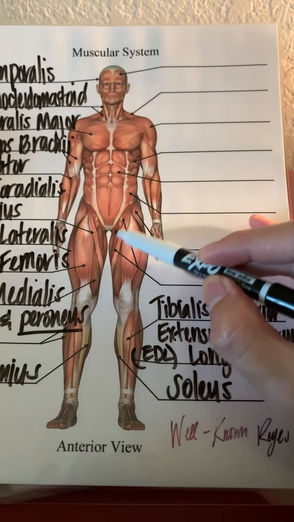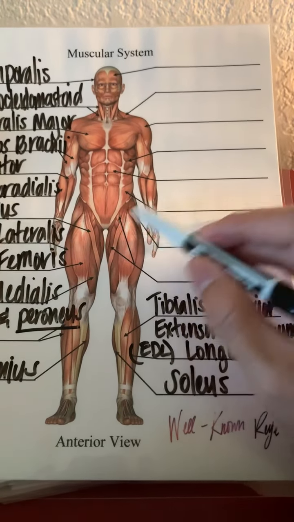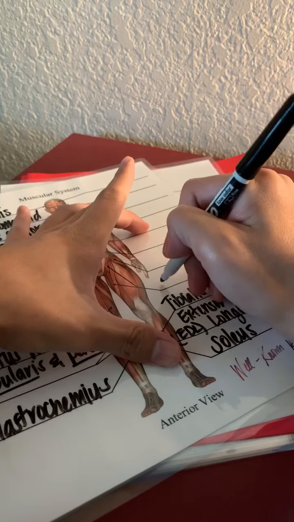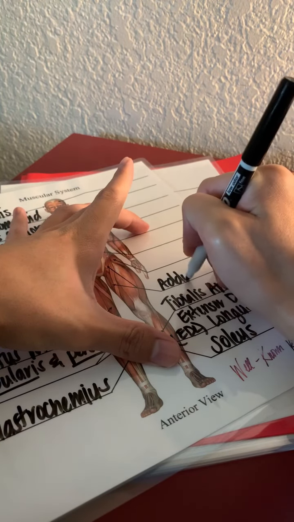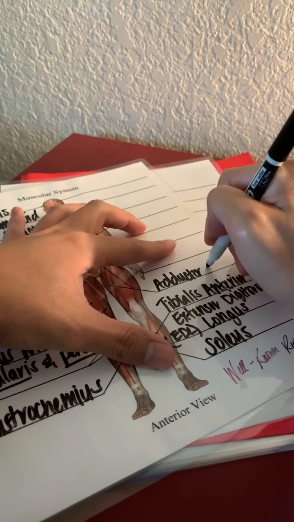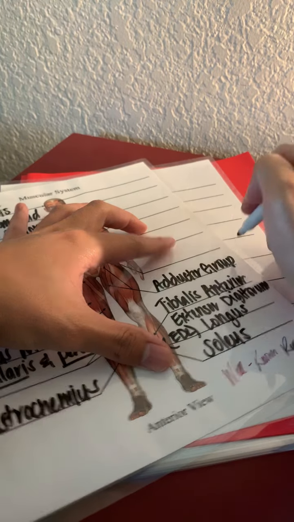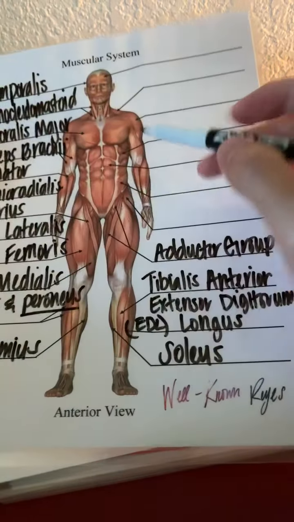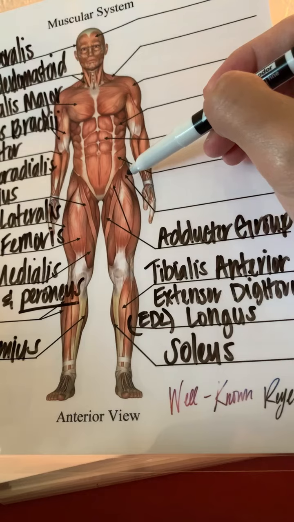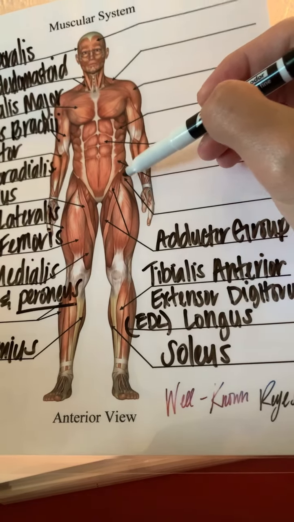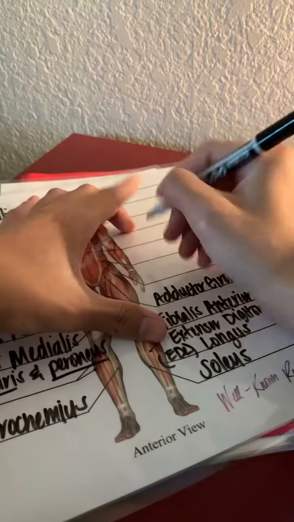Right here, we have our adductor group muscles. There are 5 of them. Right here, we have our TFL. It is our tensor fascia lata.